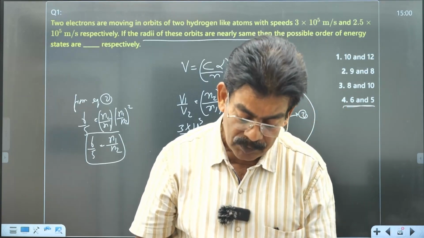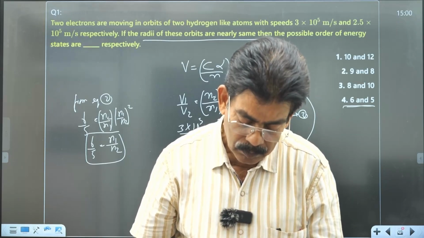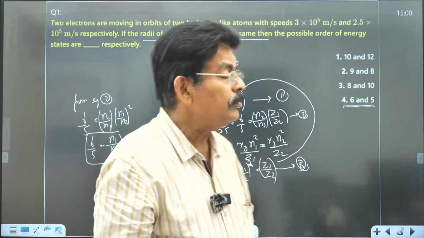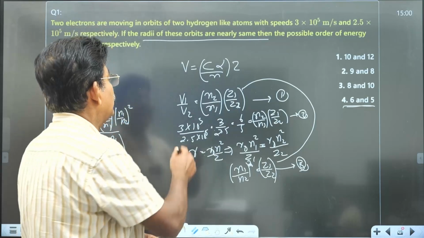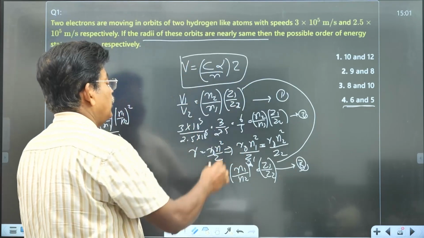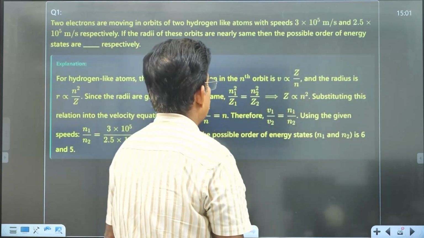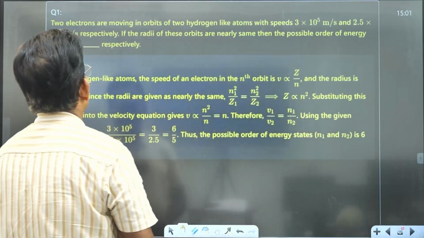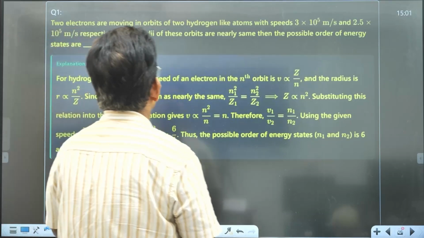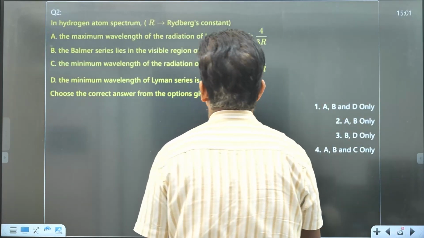Here, I have given a velocity equation in terms of the fine structure constant. So that is a convenient way. So the answer is 6 and 5. We go to the next question. Electrons moving in... So this we have done. So this is the explanation part. We come to the second one.